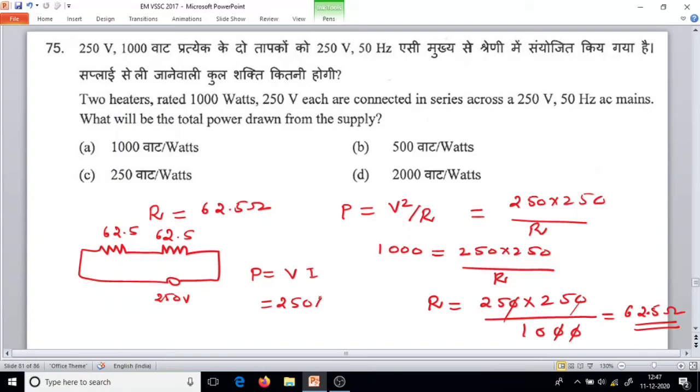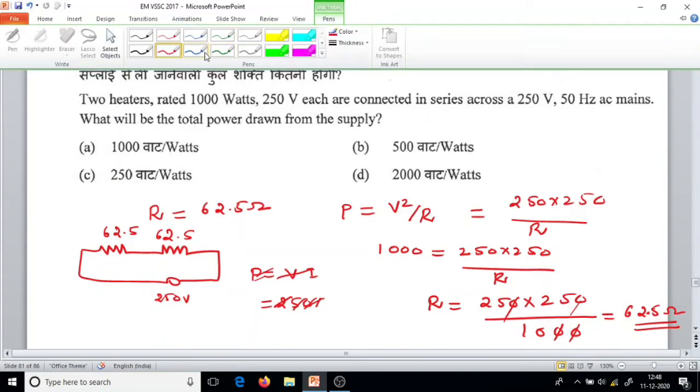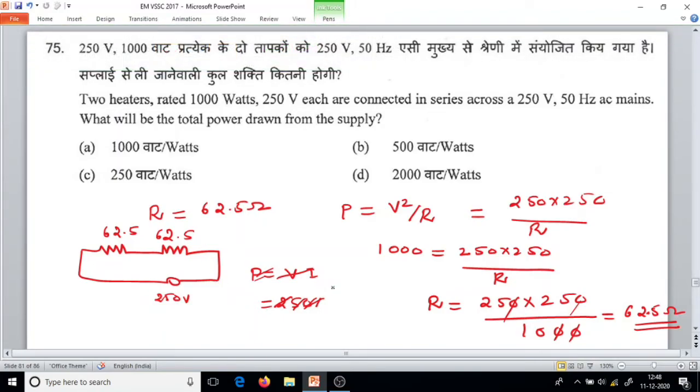Power equal to I, we don't know. Correct. I, we don't know. But power already we know. What is the equation for power? V square by R. What is V square? 250 multiplied by 250 divided by R.